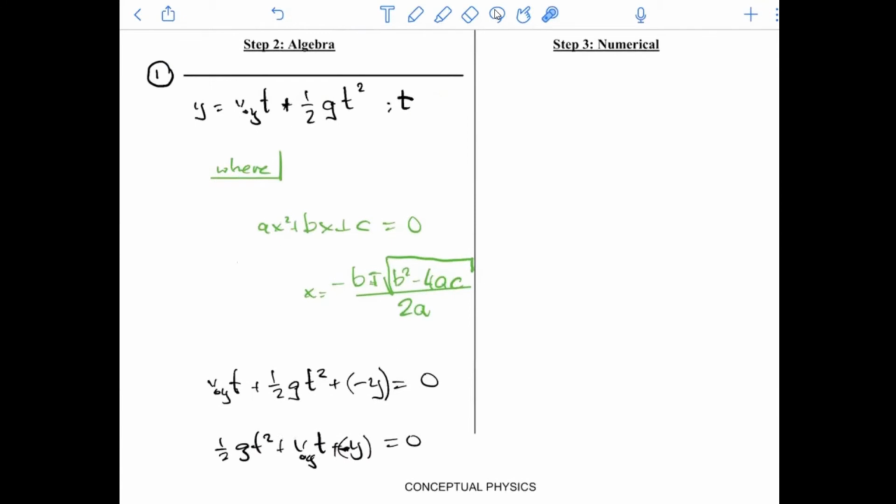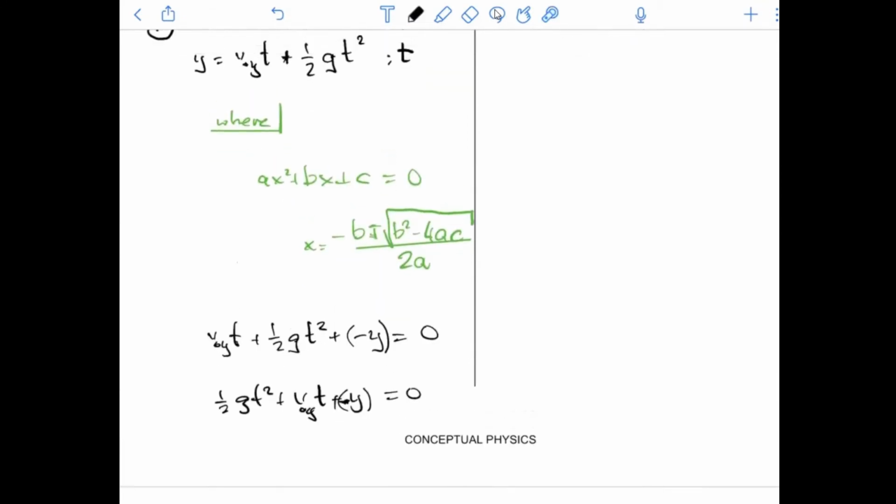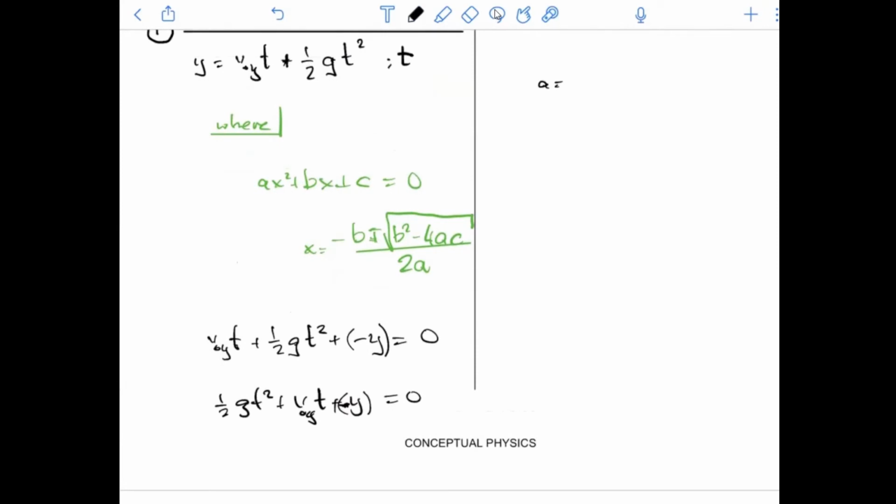Instead of using numbers, I'm just going to keep working with my algebra. A is going to be 1/2 g. B is going to be the initial velocity. And then C is going to be that.